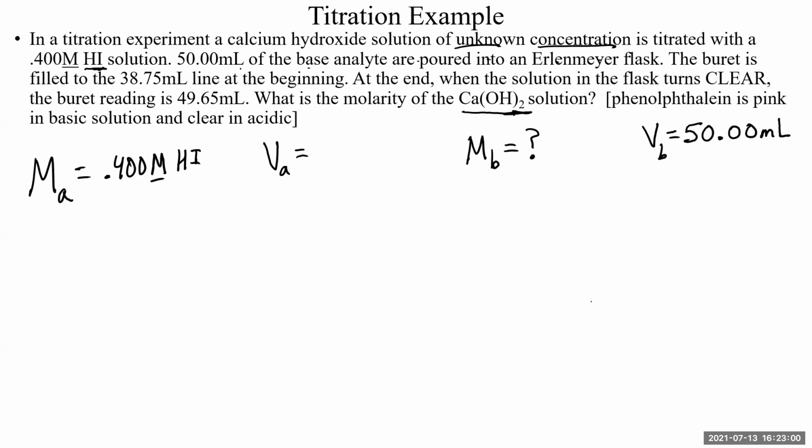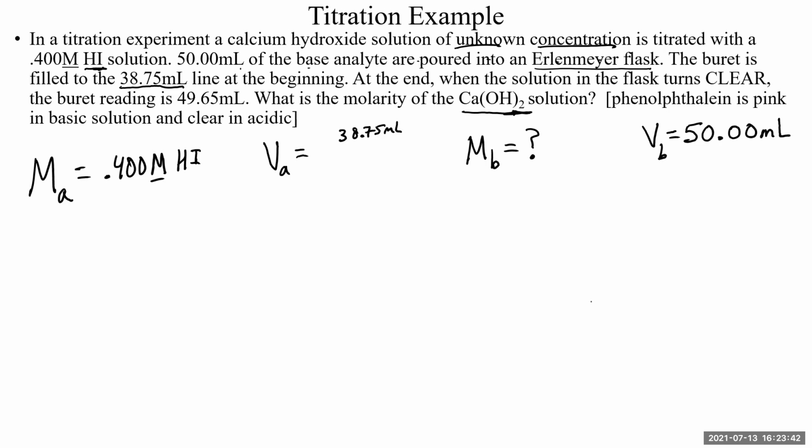Okay. The burette is filled to the 38.75 milliliter line at the beginning. Okay, this is the acid now. Even though it doesn't say so, remember the 50 milliliters we picked went into the Erlenmeyer flask. The unknown always goes into the flask. So the burette is filled with your titrant solution, meaning the solution that you are going to use to analyze the analyte solution, the unknown solution. Okay, so the burette is filled to the 38.75 milliliter line at the beginning. Wow, that's cutting it close. 38.75 milliliter, that's practically near the bottom.